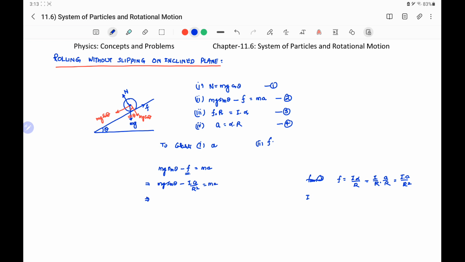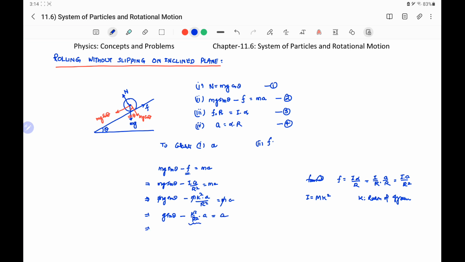Also we can write the moment of inertia of a body in terms of the radius of gyration as m into k square, where k is the radius of gyration. Therefore, the equation becomes mg sin theta minus m into k square into a by R square equal to ma. Here m is common in all three terms, so remaining will be g sin theta minus k square by R square into a equal to a.